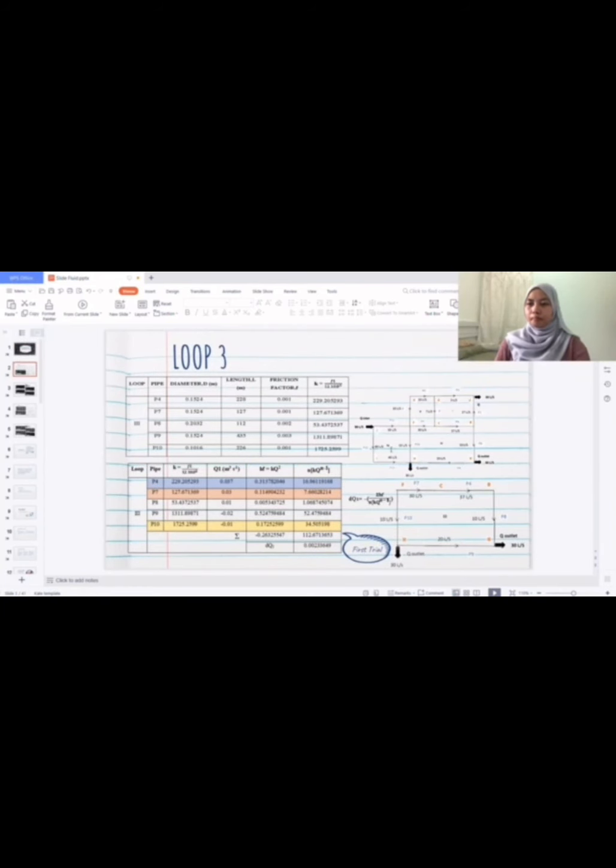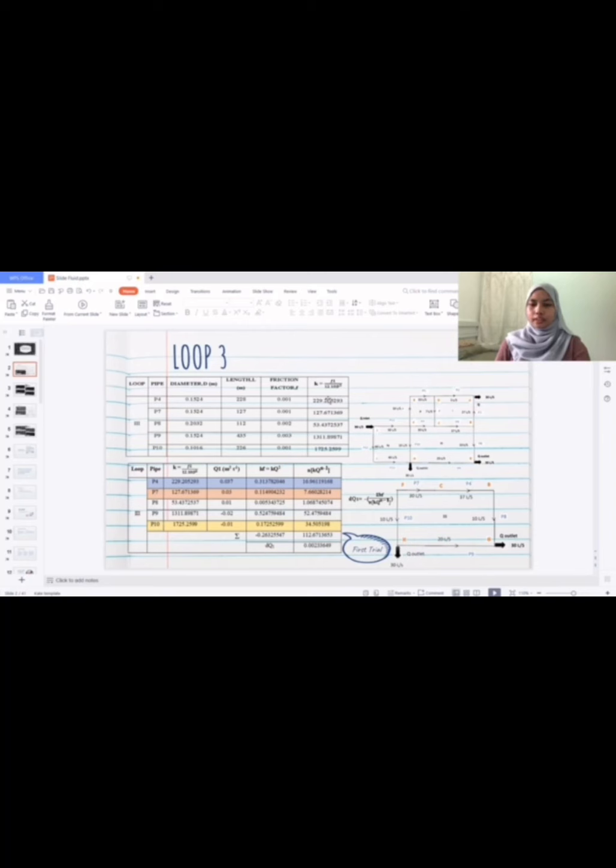For loop 3, this is the diagram, the area of loop 3, which has the pipes P4, P7, P8, P9 until P10. In loop 3, we have two Q outlets, each with a value of 30 liters per second. After that, the diameter, length and friction factor are given, and we need to calculate the value of K, for which the formula is F times L divided by 12.10 times d to the power of 5.